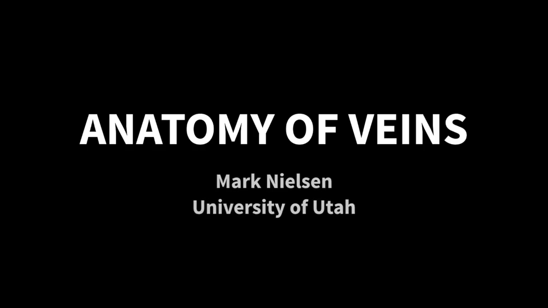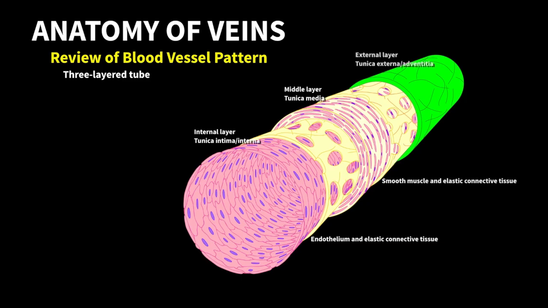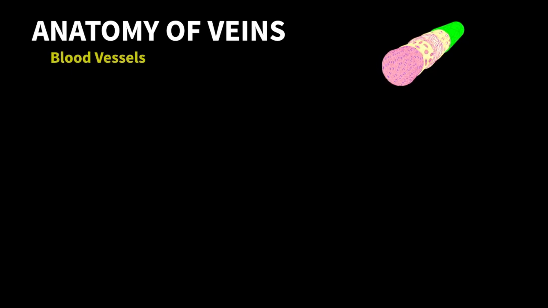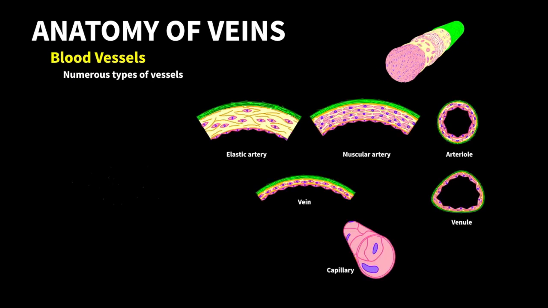With an understanding of the basic pattern of a blood vessel, which was covered in an earlier presentation and which is reviewed here, we see that blood vessels have three tunics or layers, as is common in all tubular anatomy. However, there are many named types of blood vessels. Why all the different named vessels, and how do they relate to the basic pattern?